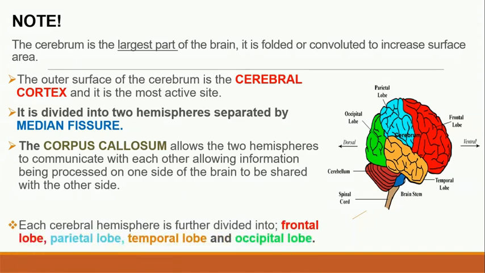Each cerebral hemisphere is further divided into four. The first one is the frontal lobe, located at the front, and from this image it is colored red. The second part is the parietal lobe at the top, and it's colored blue. The third part is the temporal lobe at the side, colored brown, and the last part at the back is the occipital lobe, colored green. So take your time, look at this image, study the image, and locate all the parts that are mentioned.